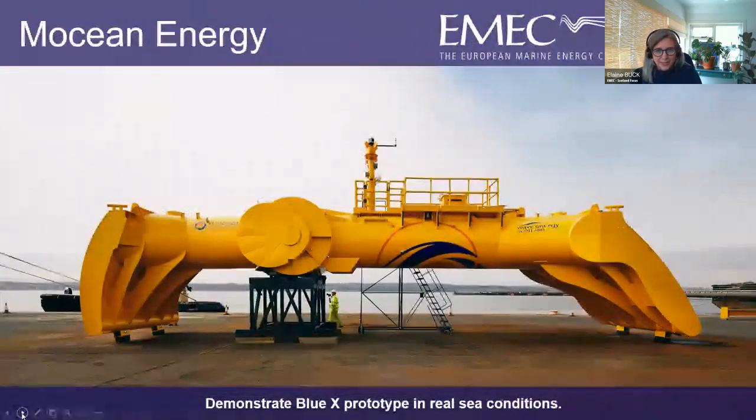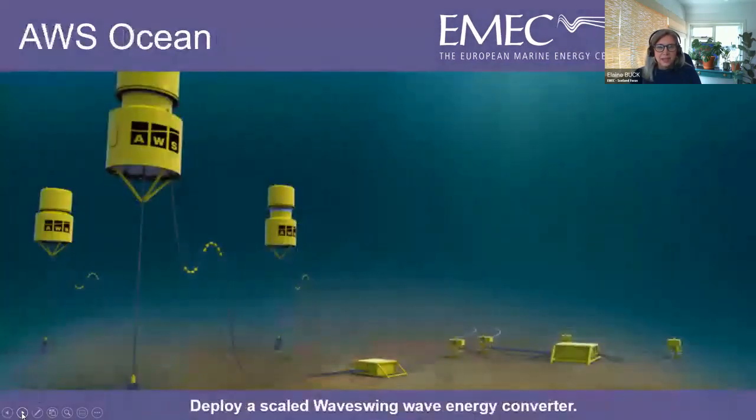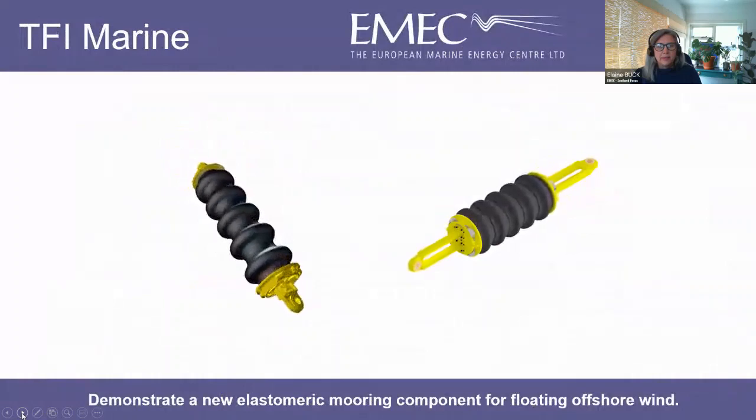What we hope to see is, through the Wave Energy Scotland program, a similar trajectory. So we are very pleased to see Mocean. They are on their way to EMEC, and I'll let Cameron talk more about that. Next slide. We also have another Wave Energy Scotland developer that is coming on site, AWS. They will deploy a scaled wave swing wave energy converter on our site. Next slide. Now this is a bit of a difference.